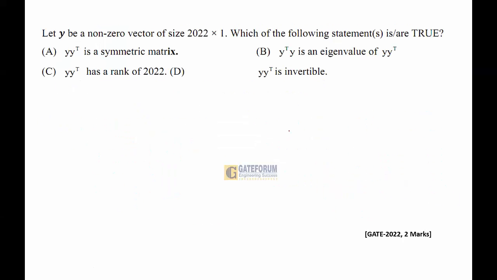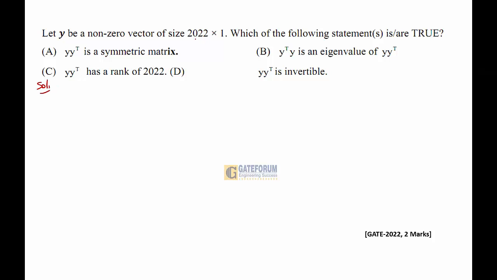The question is: let Y be a non-zero vector of size 2022 into 1. Which of the following statements is or are true? A, B, C, D, four statements are given. This is from engineering mathematics, from the topic linear algebra, subtopic rank and eigenvalues. Solution.